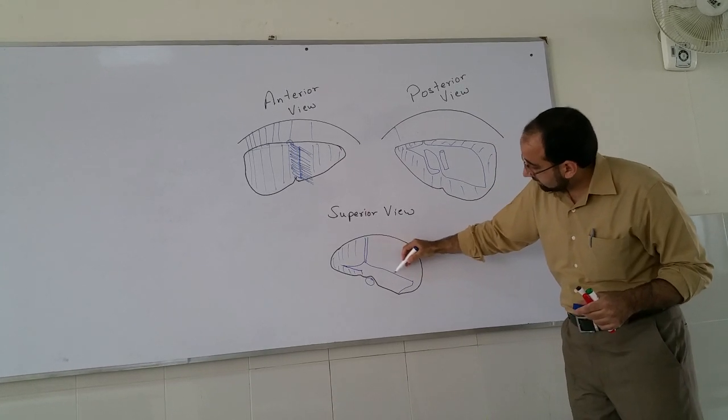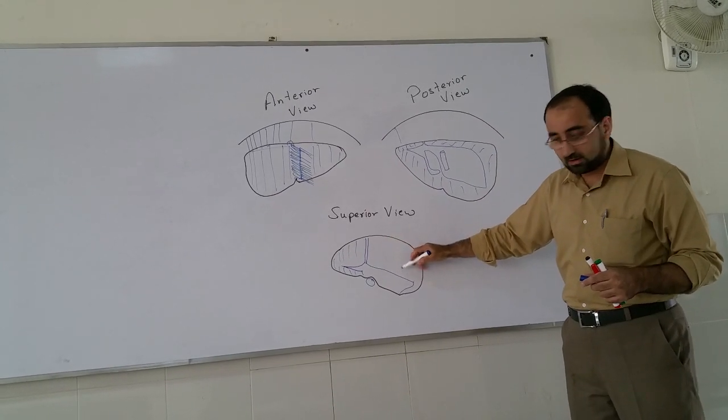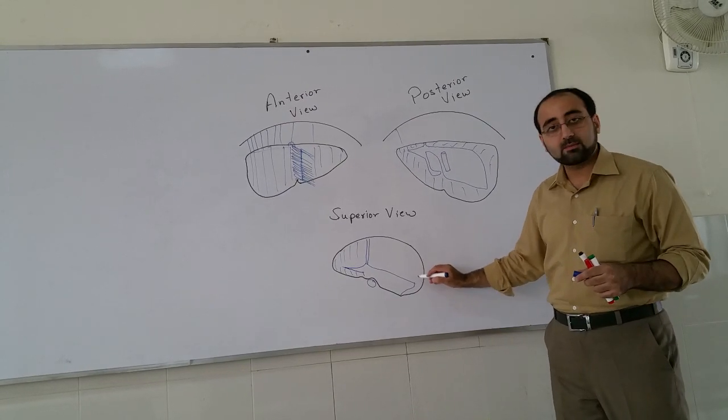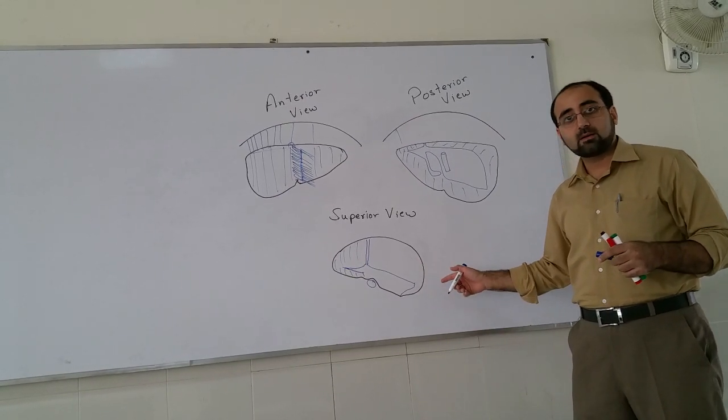So this forms the superior layer of coronary ligament. This is the inferior layer, and this margin, this corner where the triangle is being formed, this is called the right triangular ligament.